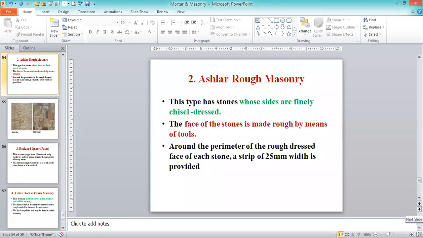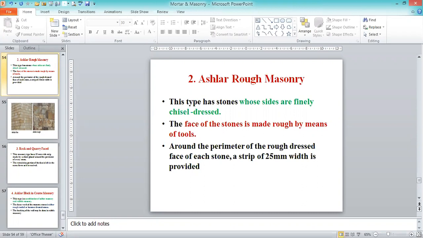Ashlar rough masonry. Here the term itself is rough, meaning we are not going to spend more time on sizing and shaping. While in ashlar fine masonry we spend more time on the sizing and shaping, that is, the dressing, here we spend less time. This type has stones whose sides are chisel dressed. The previous one is called hammer dressed. Now, chisel dressed, and the face of the stones is made rough by means of tools.